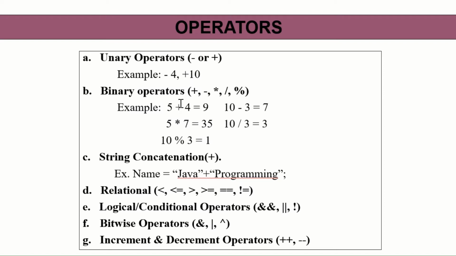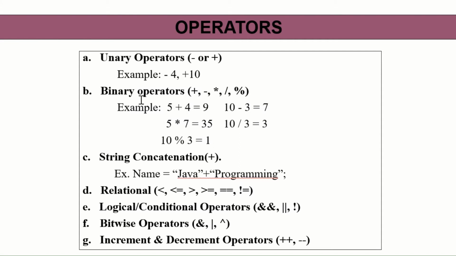For binary operators, it requires now 2 operands. Then the symbols used to perform addition are plus, minus or subtraction, the dash symbol, and the asterisk for multiplication, and we have slash and percentage, slash for division, performing division, and percentage for modulo calculation. Modulo is computing now the remainder of the operation.